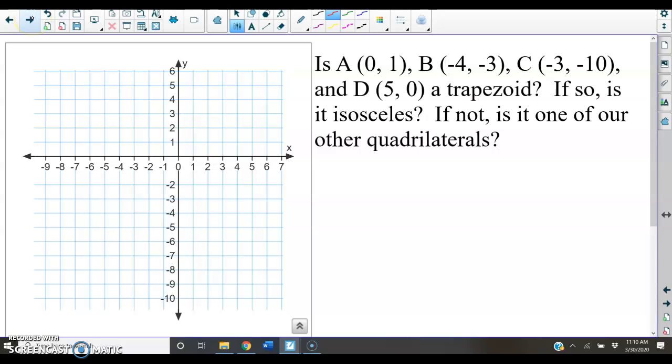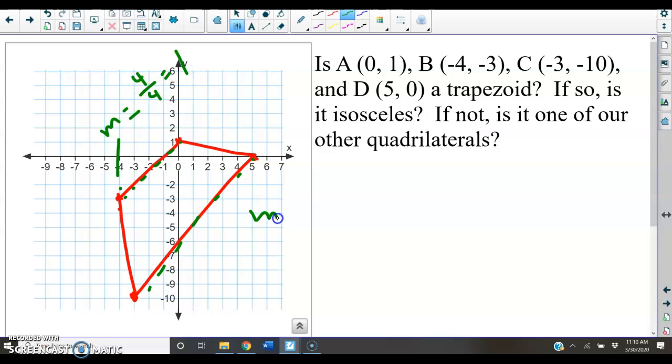All right. So if we were to try to determine if this is a trapezoid, with points -4, -3, -3, -10, 5, 0. Is it a trapezoid? Well, let's first of all find the slopes, because two sides have to be parallel, and it looks like maybe this one and this one, the other two definitely look like they're not. So this slope we're rising for, running for.